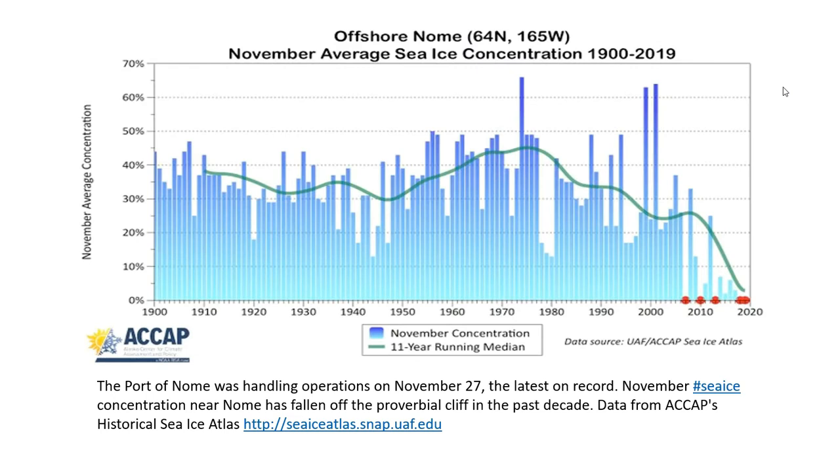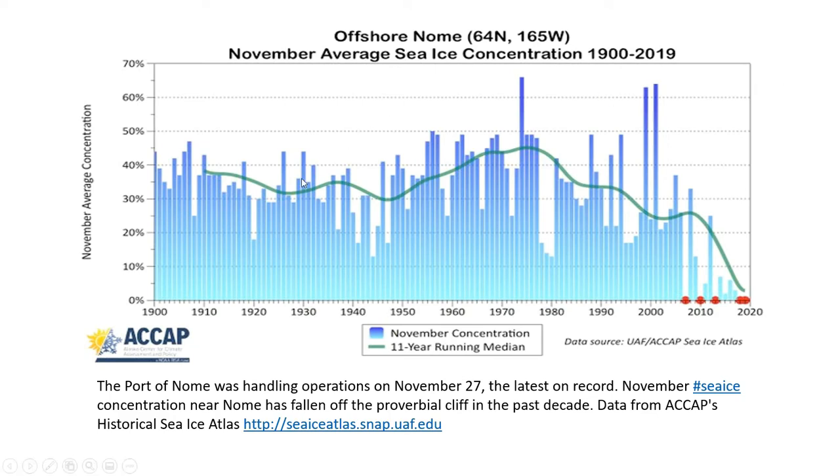Okay, now let's start looking at what's going on with the sea ice. The Port of Nome was handling operations on November 27th, the latest on record. It's usually frozen up by then. November sea ice concentration near Nome has fallen off the proverbial cliff in the past decade. This is data from ACCAP's Historical Sea Ice Atlas. That's the URL if you're interested in checking that out.